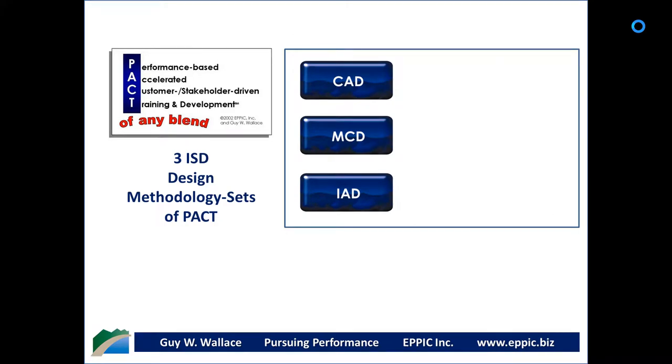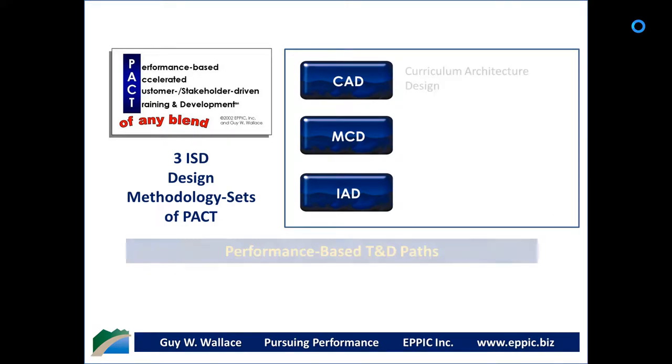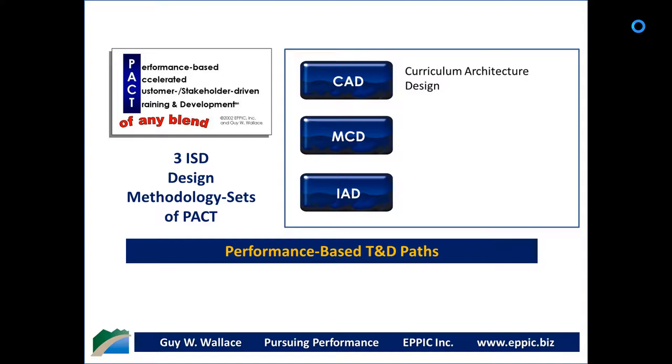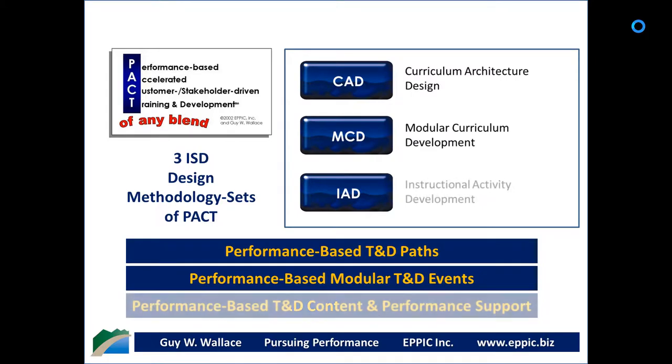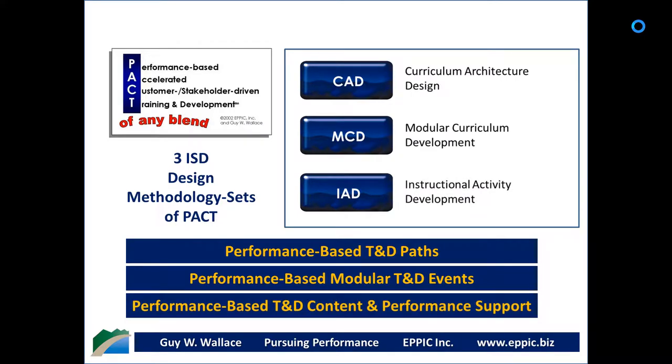The three levels of design impact include CAD, Curriculum Architecture Design, which produces performance-based training and development paths. Second, my version of ADDIE is Modular Curriculum Development, MCD. It produces performance-based modular T&D events. And third, Instructional Activity Development, or IAD, which produces performance-based training and development content and performance support. IAD is actually a subset of MCD.